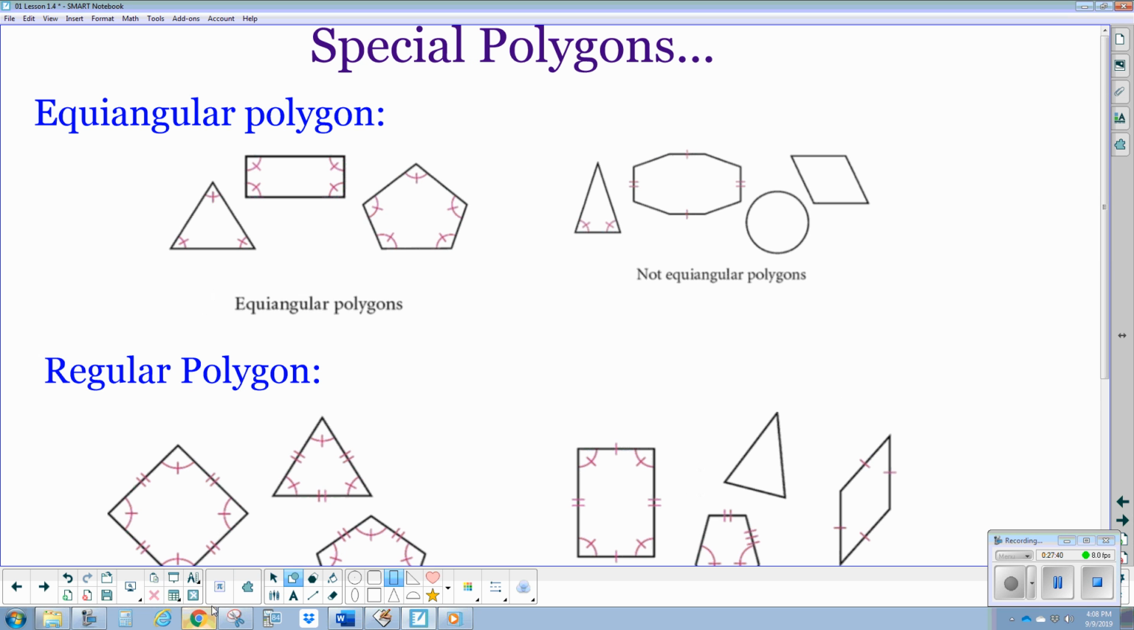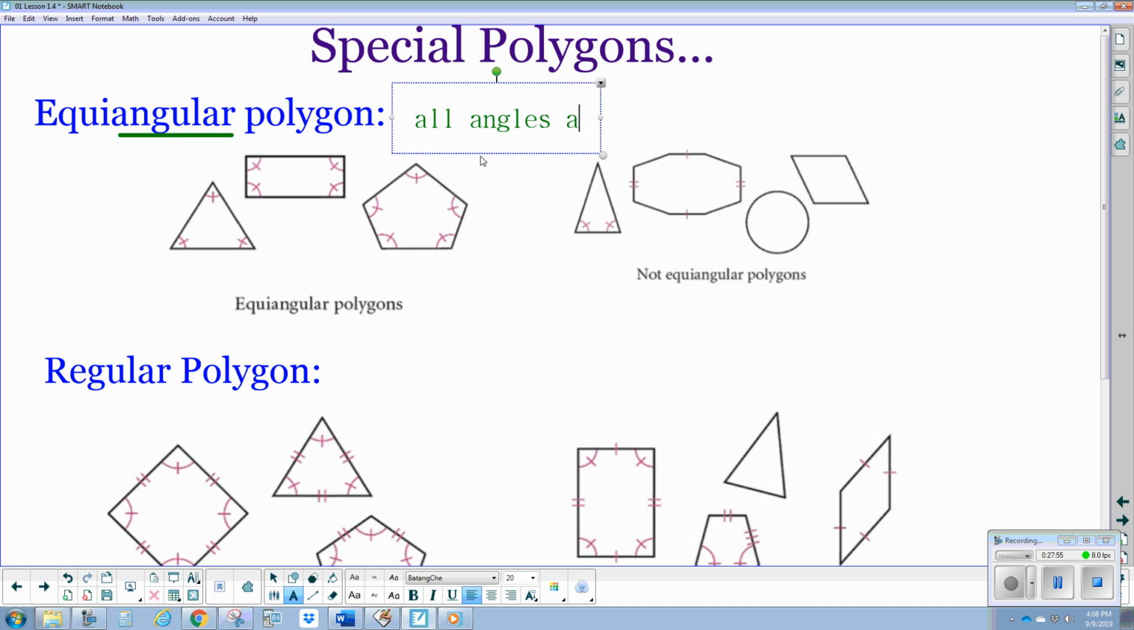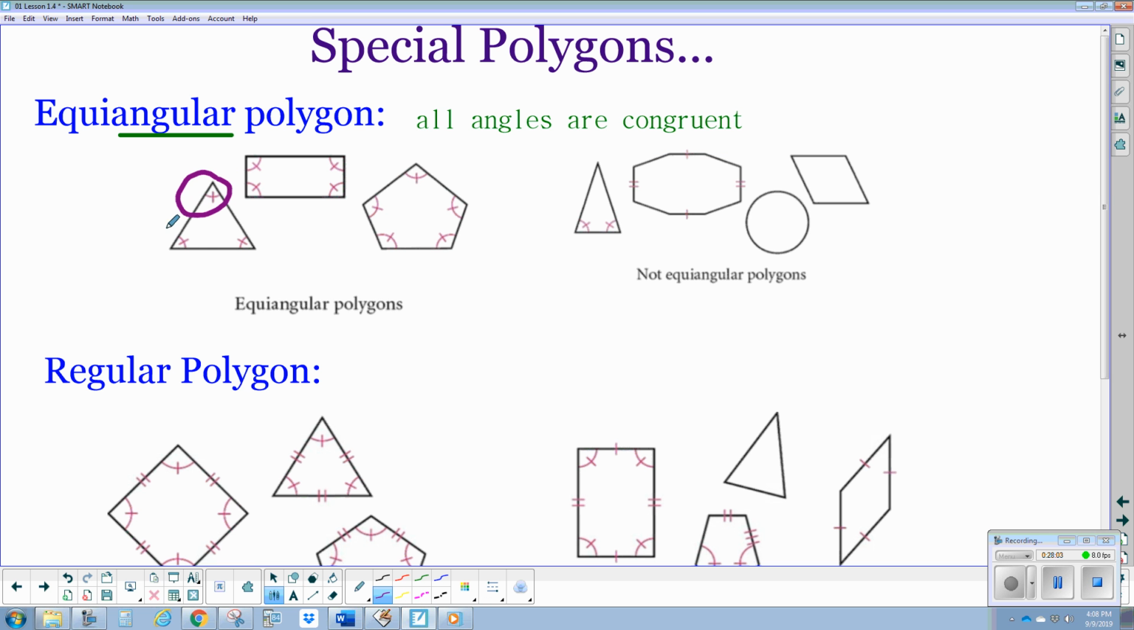The next special set of polygons, and again, we'll define properties of these later, but equiangular. And these are polygons where all angles are congruent. Okay, so you can see the markings on these triangles. All 3 of those angles are marked congruent. In this rectangle, all 4 of the angles are marked congruent.